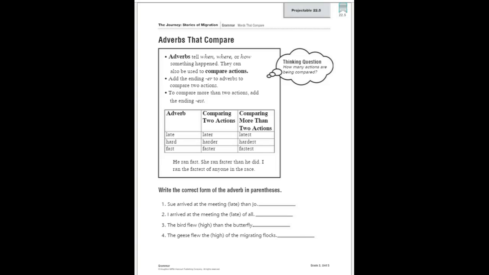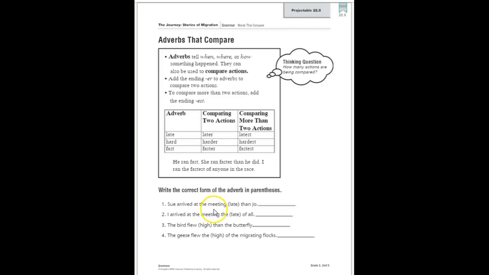So some adverbs that compare actions don't follow regular rules. Here are our adverbs, late, hard, and fast. When we're comparing two actions, we are going to add er. When we're comparing more than two actions, you're going to add est. So he ran fast, she ran faster than he did, and I ran the fastest of anyone in the race. So we are going to write the correct form of the adverb in parentheses.